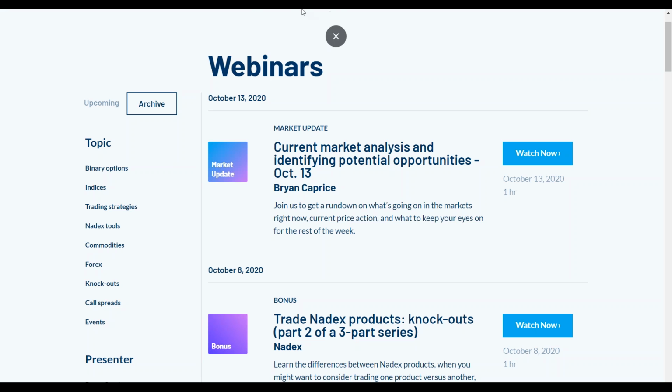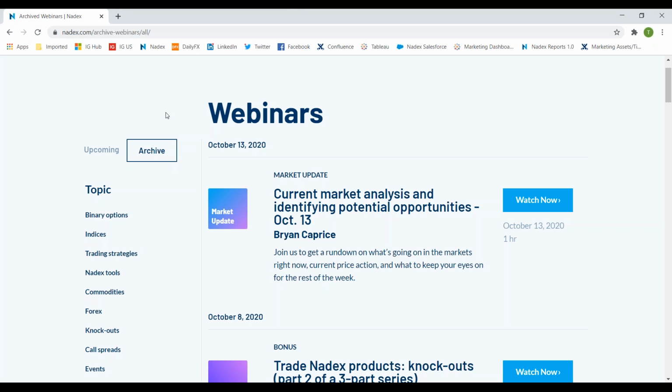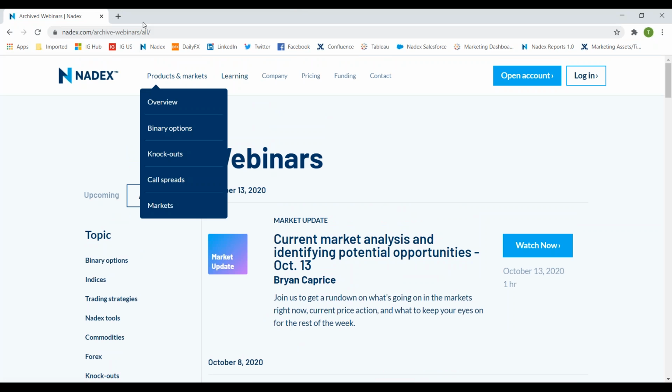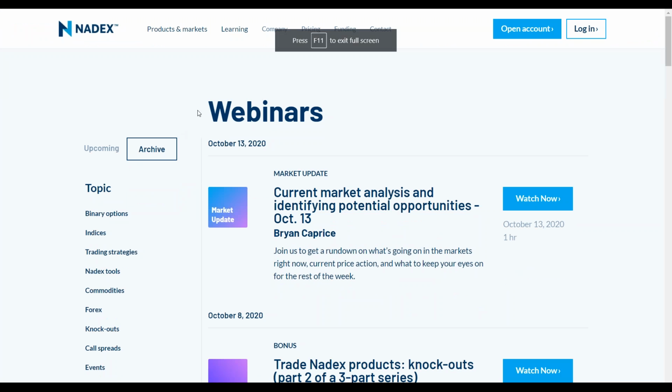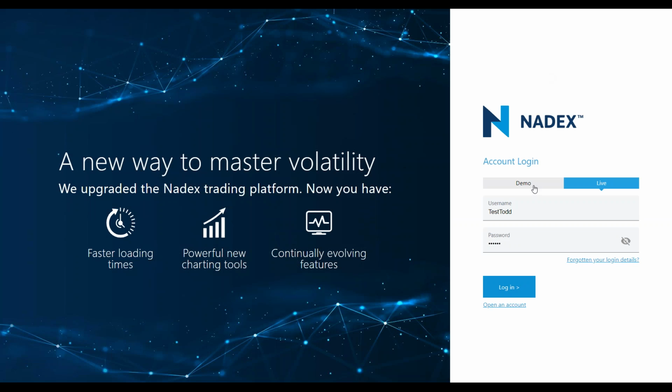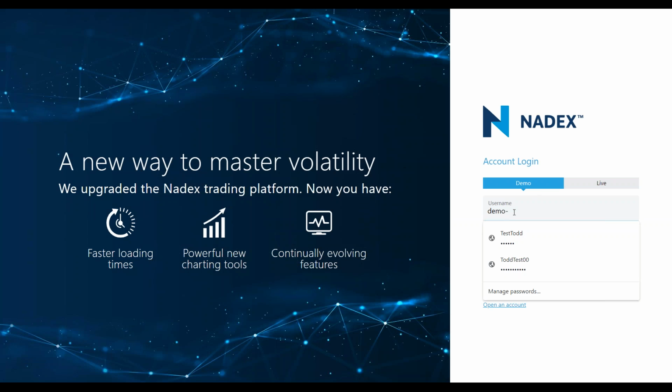What I would like to do, I'm going to have to do this quickly. Let's go ahead and jump over to the platform. I'm going to click login, and I'm going to log into a demo account so that we can actually do some demo trades.